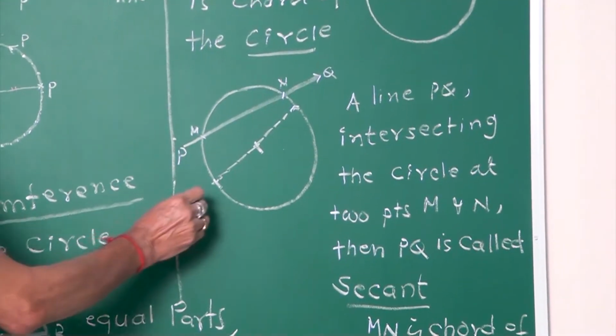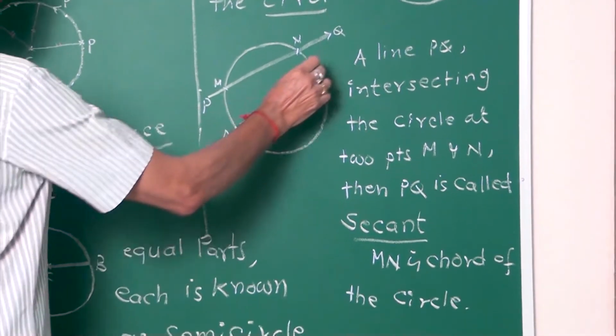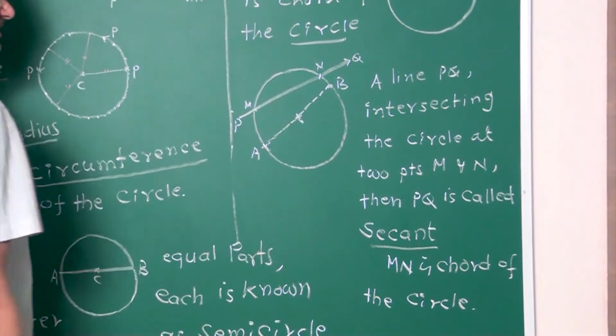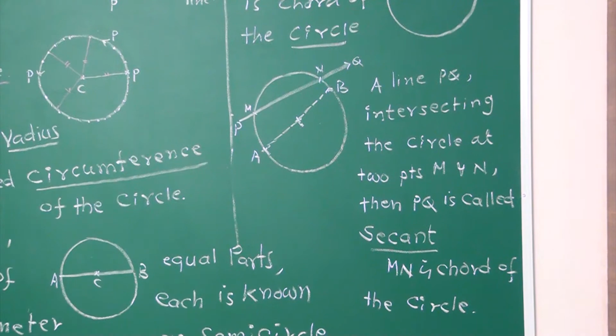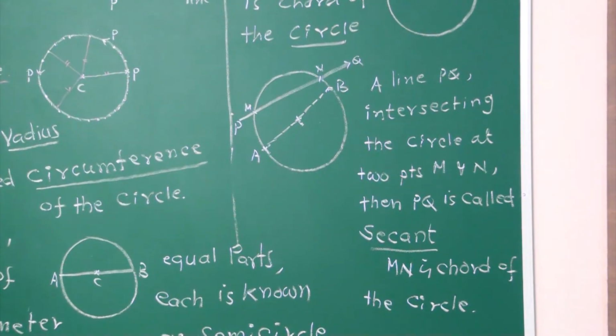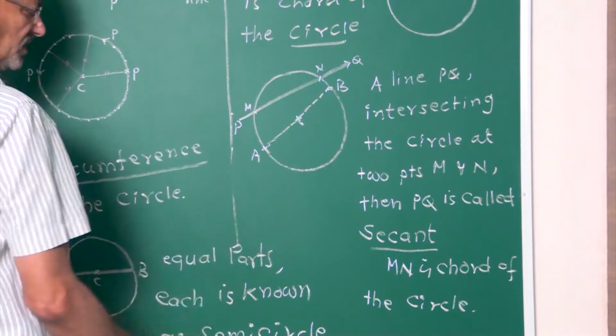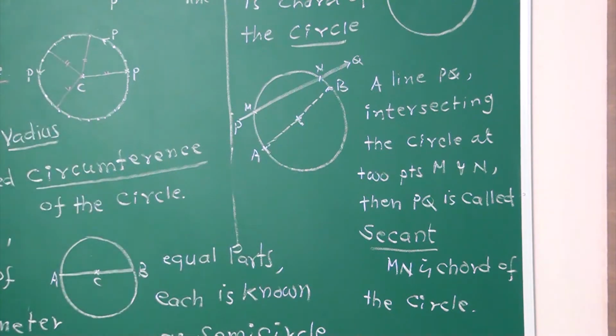AB is a what? A chord through the center. A chord through the center is called as diameter. And diameter is the longest chord of the circle. All these are the basic definitions, my friends.